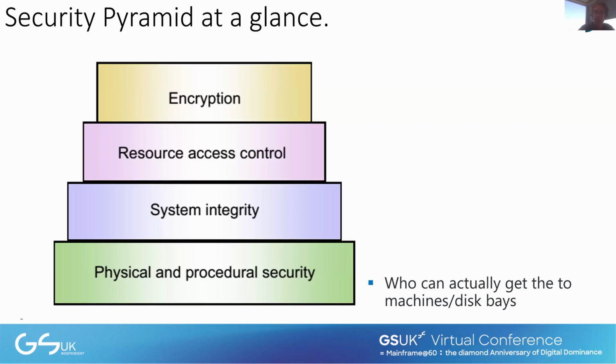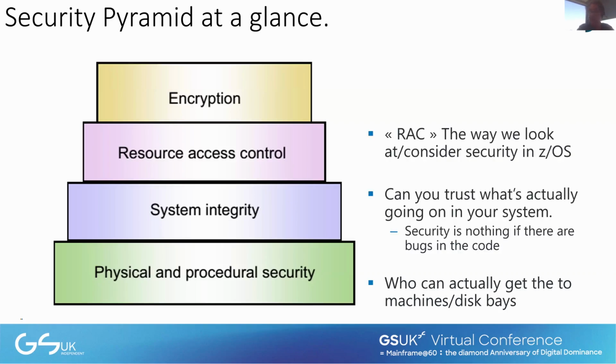In this universe, resource access control is the way in which we look at security in z/OS. We call it that, well, can somebody do something? Basically, it's a kind of thing. And most of the security mechanisms in z/OS are what I would call abstract, but we'll see that shortly as well. And then beyond that, encryption. Well, encryption obviously is at the top of this curve. There's really no point in putting encryption in place unless you have everything else.